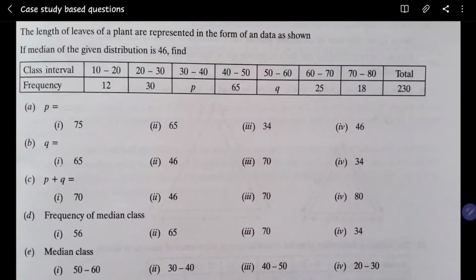Let us see the third problem for today. In this problem, the median is already given, which is 46, which means that 40 to 50 is probably the median class, because in between 40 and 50 only 46 will be there, and correspondingly 65 will be the median class frequency. So let us go from the final question. He is asking the median class in the last question, which is 40 to 50. Option 3 is correct. And for the fourth question, he is asking what is the median class frequency, which means 65 is the correct answer.